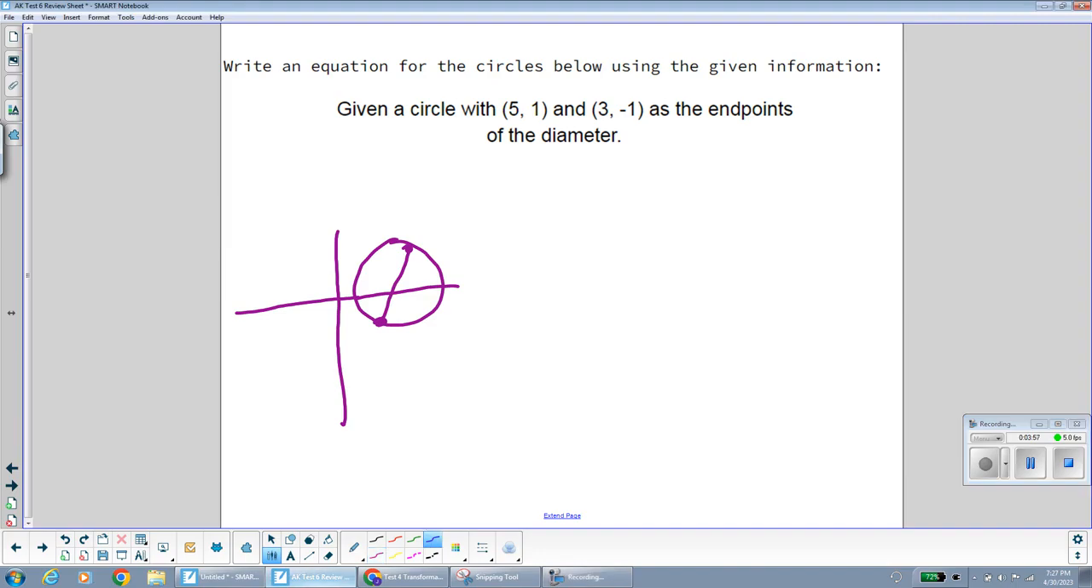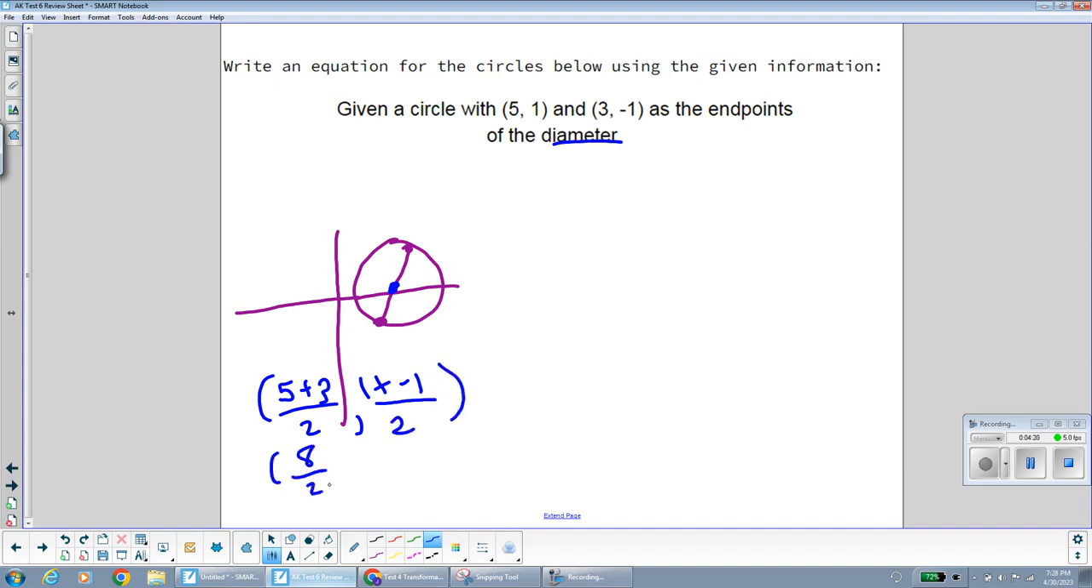The diameter of a circle goes from one point on the circle to another point on the circle. And the important thing about a diameter is that it passes through the center of the circle. So if I want to find the center of the circle, all I have to do is find the midpoint of the diameter, the midpoint of this line segment, because the midpoint will be the middle or the center of this line segment. My midpoint formula is the average of the x coordinates, comma, the average of the y coordinates.